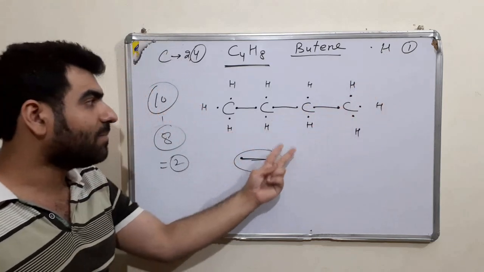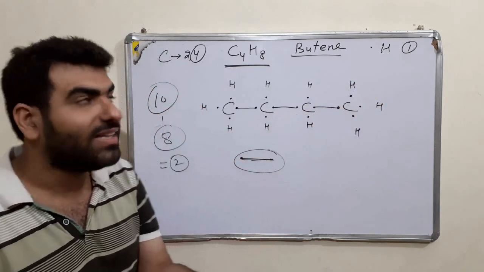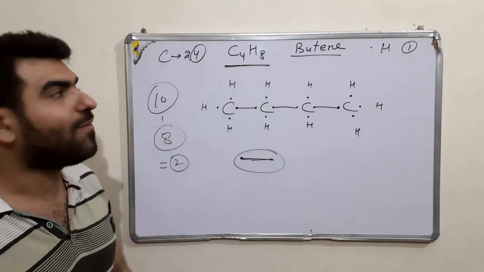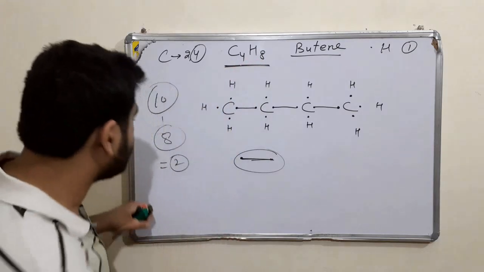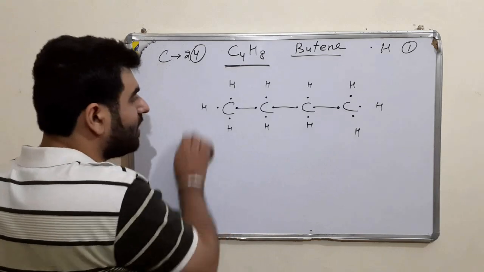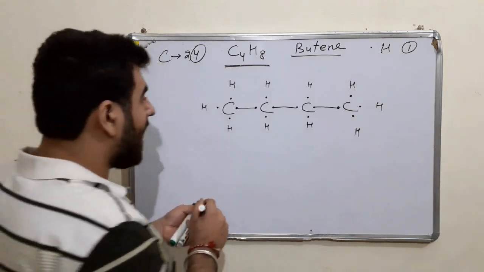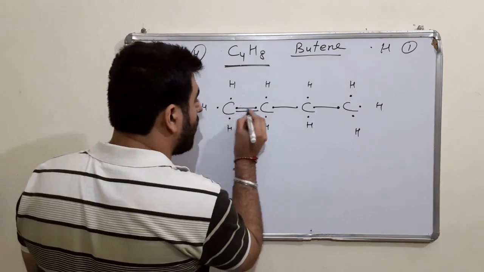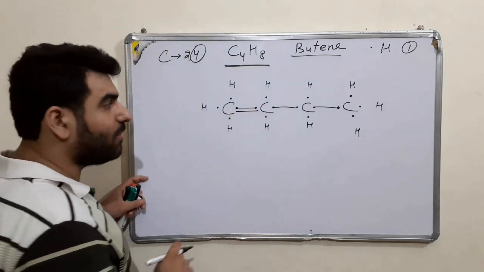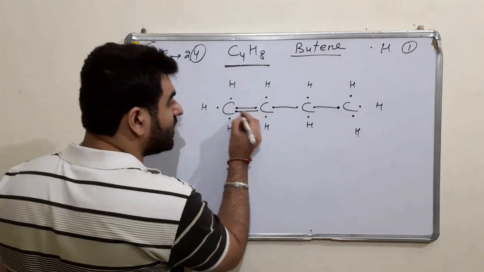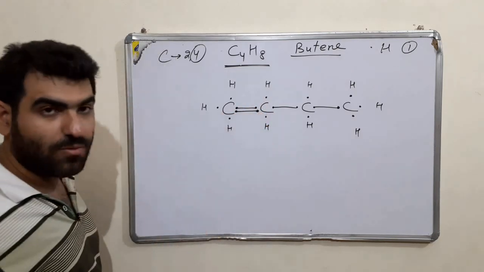If we put a double bond between carbon and carbon using those same 2 electrons, then we can satisfy this formula, C4H8. Let us see what I am saying. Let us say I have made one more bond in between these 2 carbons. So this is 1 electron, this is 2.